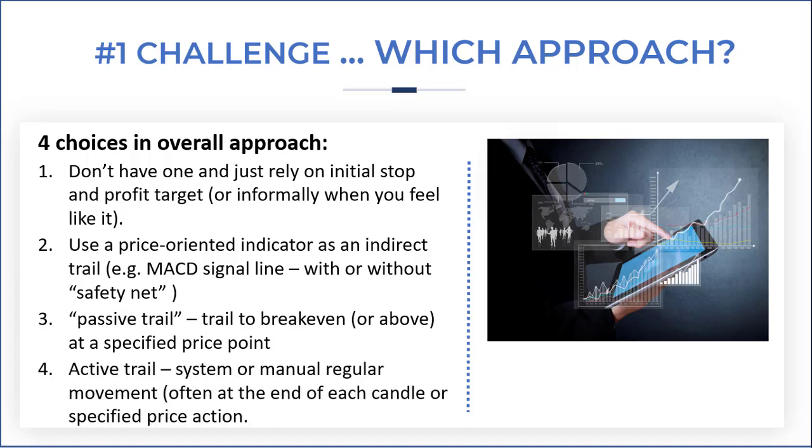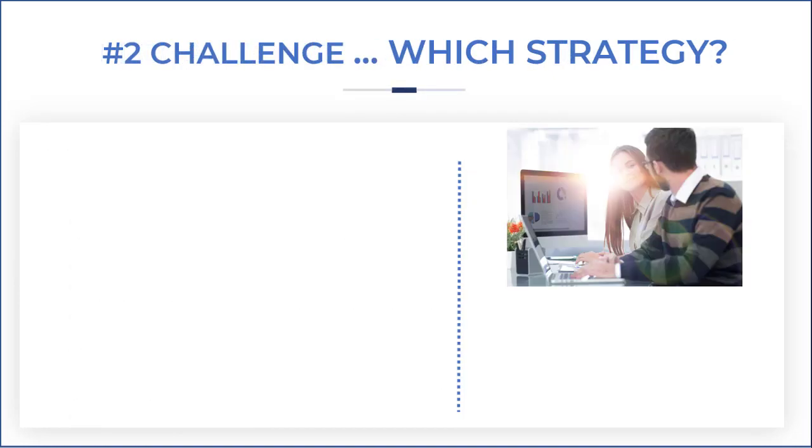And our fourth, and probably the more common and anecdotally the more profitable, is to use a system or manual regular movement in your trail stop, often at the end of each candle or specified price action. So let's say it's the latter, then we've got a decision to make. Our number 2 challenge is which strategy are we going to use.